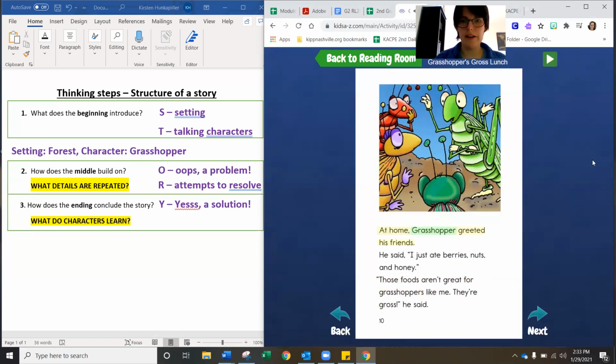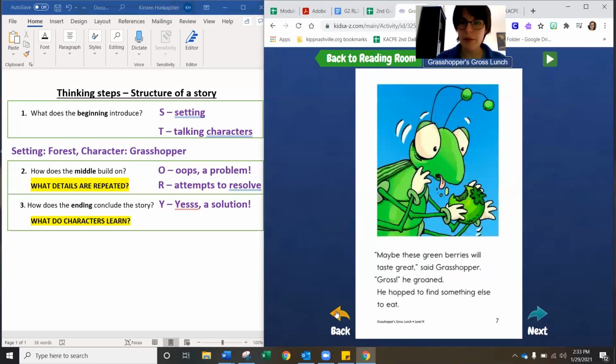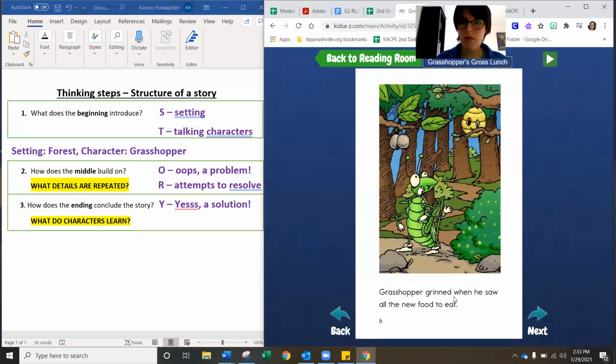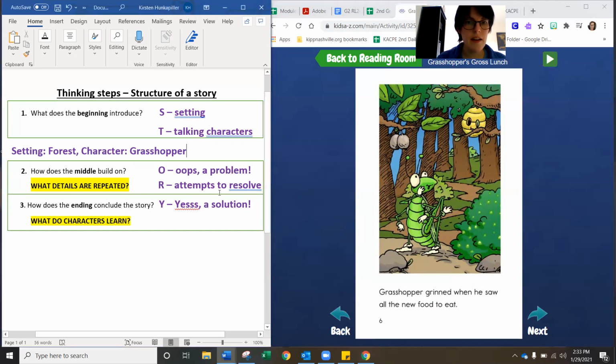I'm going to pause here. And now I'm going to look at the middle. Second question, how does the middle build onto the beginning? Well, I remember that in the beginning, there was a forest and the grasshopper. And what was the grasshopper doing? He said, "Ooh, there's so much new food to eat," which is great. But then he had the problem.